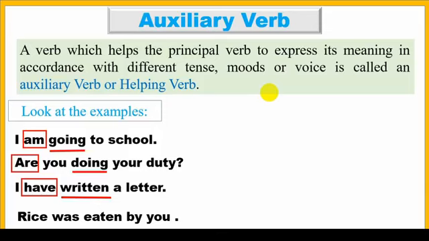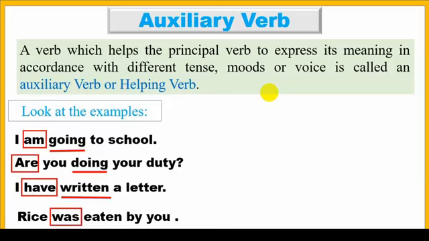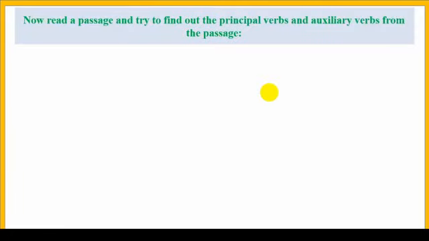Look at another example. Rice was eaten by you. Here, was is an auxiliary verb and it has helped eaten to make the sentence passive voice. So, dear students, now you are able to understand which are auxiliary verbs. Dear students, now read a passage and try to find out the principal verbs and auxiliary verbs from the passage.